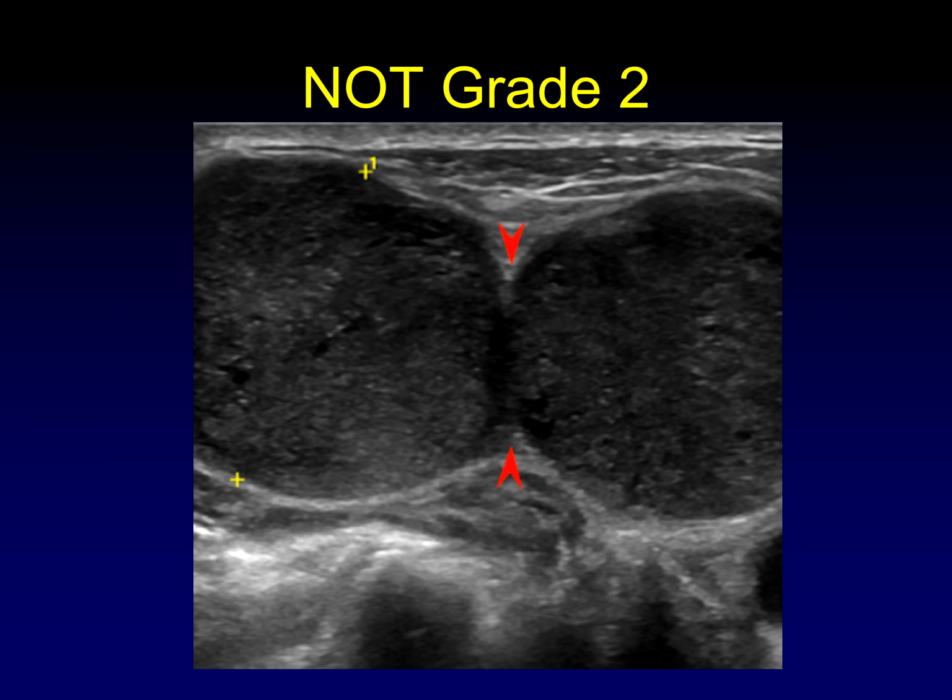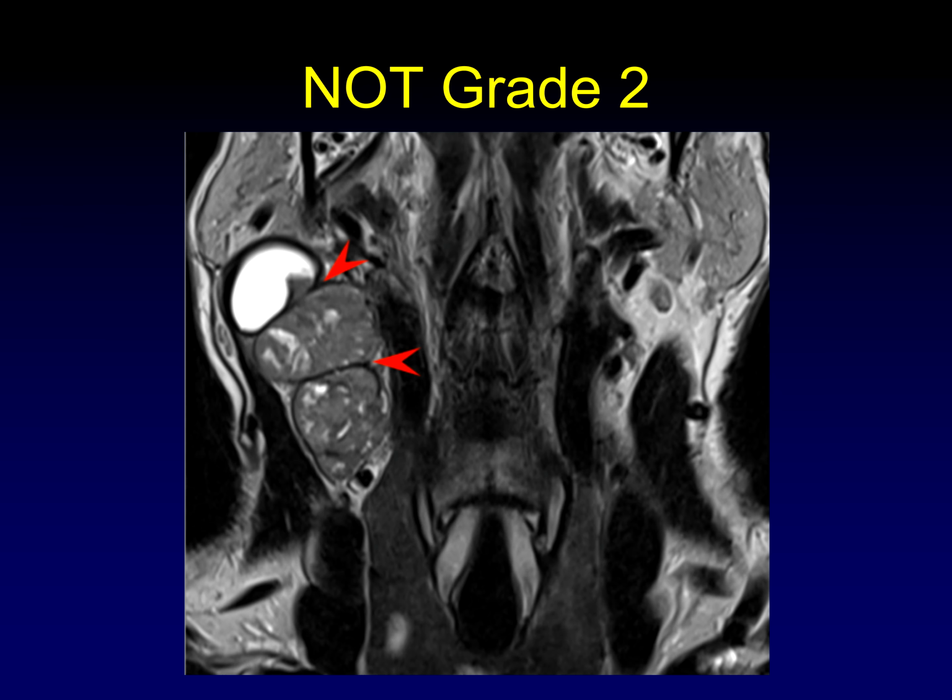This is not grade 2. These 2 nodes are in contact with one another. We have lost the fat plane between them, but they still have rounded surfaces. They are not flattened against one another. And there is still an acute angle where the nodes meet one another. So these do not qualify as imaging extranodal extension.